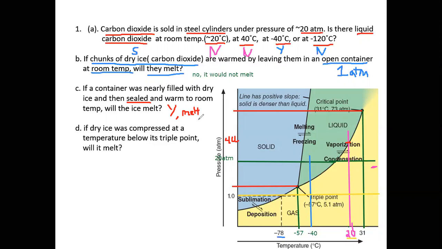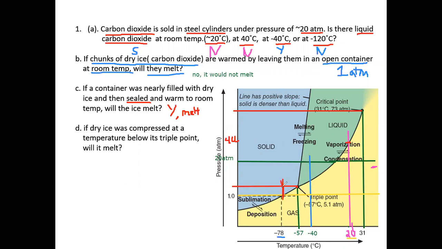And then lastly, if dry ice was compressed at a temperature below its triple point, will it melt? So the triple point is here. You see we have a positive slope. So as you compress it, the pressure increases. But if you increase the pressure of the solid below the triple point, it will never undergo melting.